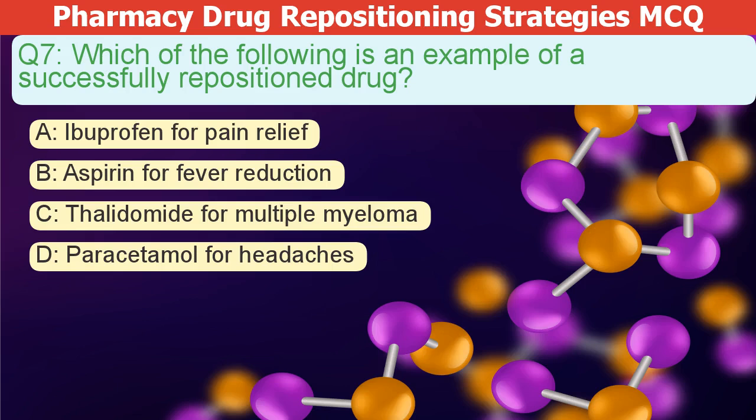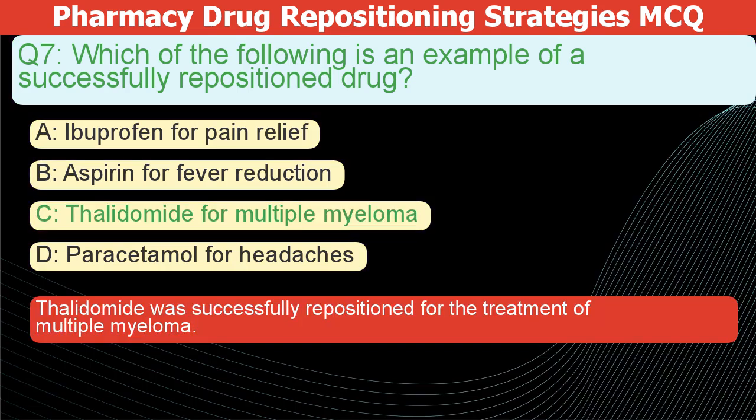Which of the following is an example of a successfully repositioned drug? A. Ibuprofen for pain relief. B. Aspirin for fever reduction. C. Thalidomide for multiple myeloma. D. Paracetamol for headaches. The correct answer is C. Thalidomide was successfully repositioned for the treatment of multiple myeloma.